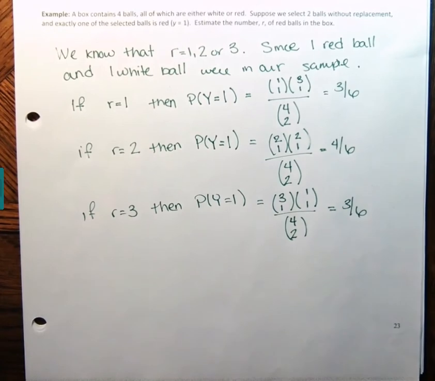So again, what we're trying to figure out here is how many red balls are in the box. We drew 2, only one of them was red, I should say. So what we're doing here is looking at the different possibilities for the number of red balls in the box, and then further looking at the probability that we only got 1 red ball when we chose 2, and those are these different probabilities.